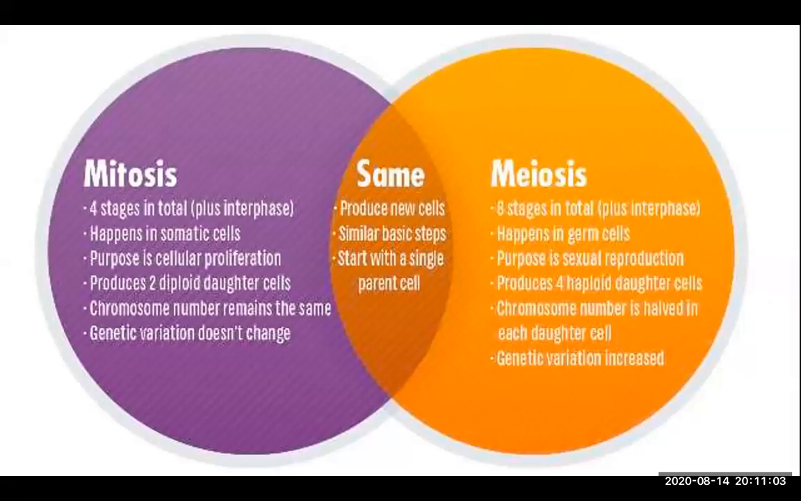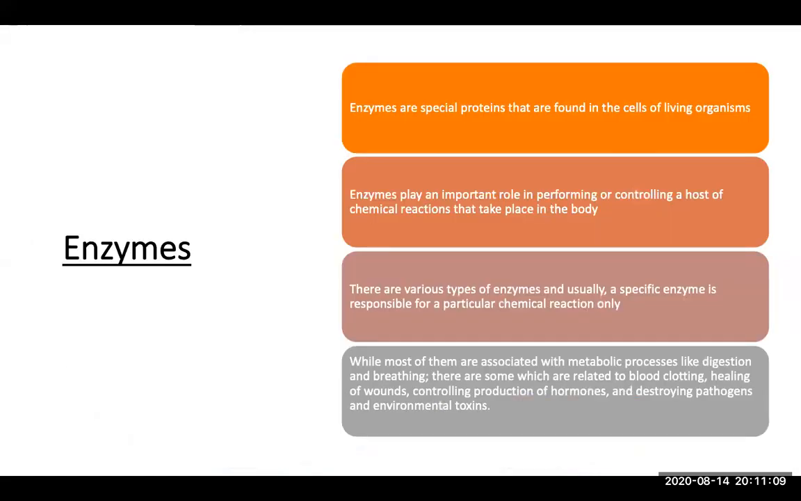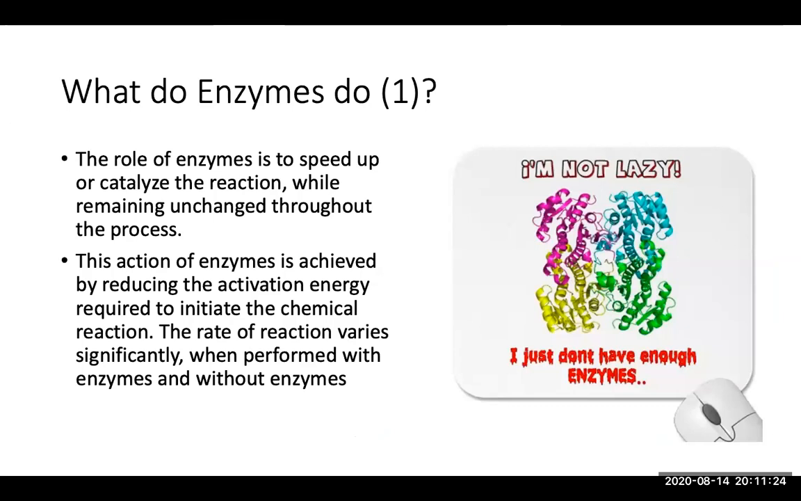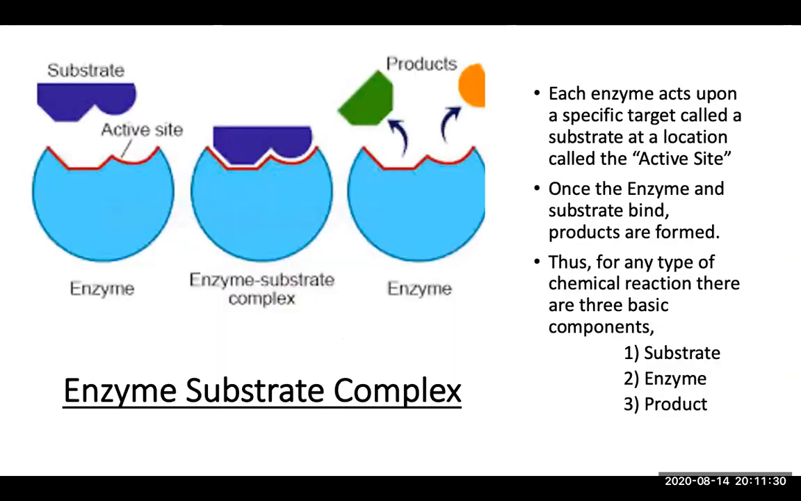Mitosis and meiosis, you should know the differences of. They're listed here, and some similarities are shown in the middle. Enzymes, this is what enzymes are important for. They're special proteins that play an important role in helping to make chemical reactions go more smoothly or speeding them up. They speed up or catalyze a reaction while remaining completely unchanged, and that's what enzymes do.